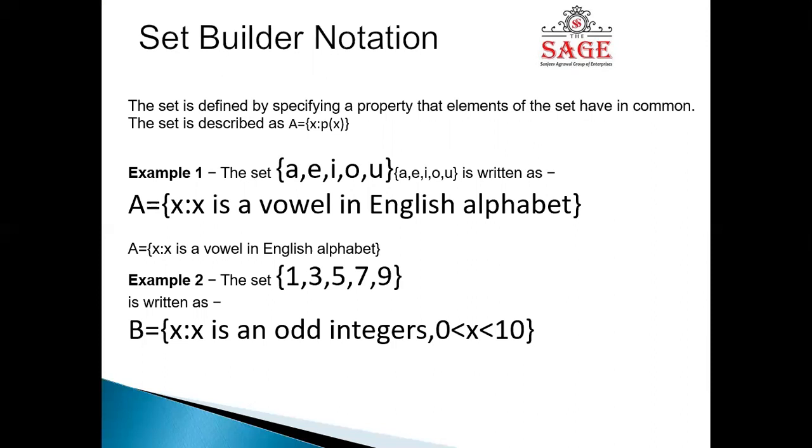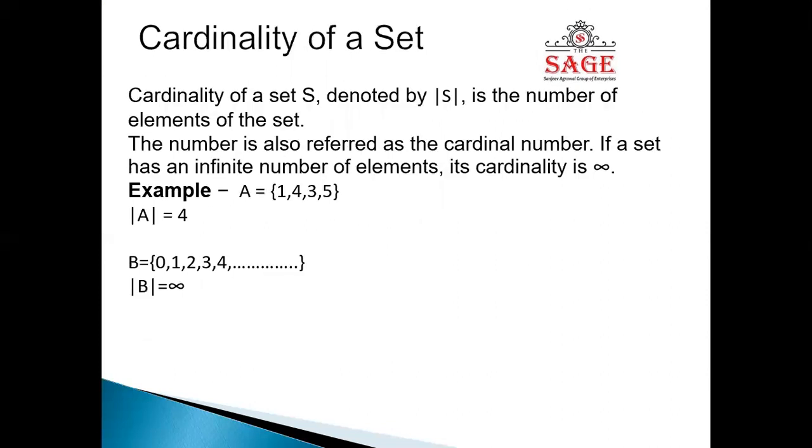Second, suppose B = {1, 3, 5, 7, 9}. These are the odd integers between 0 and 10. So we can write it in set builder form as B = {x such that x is an odd integer and x varies between 0 and 10}.